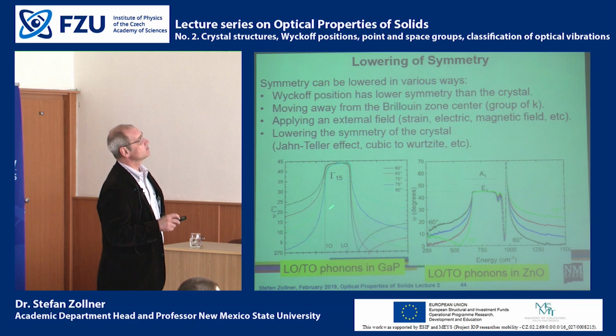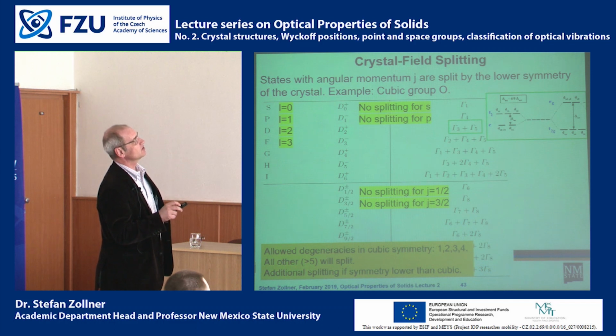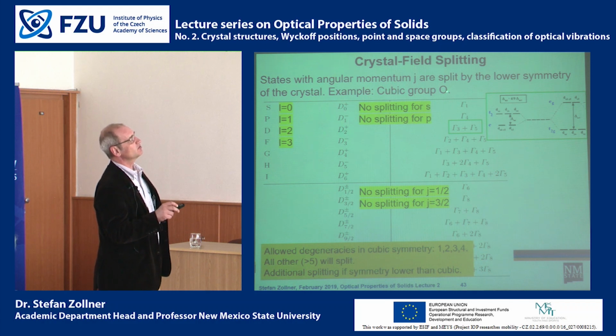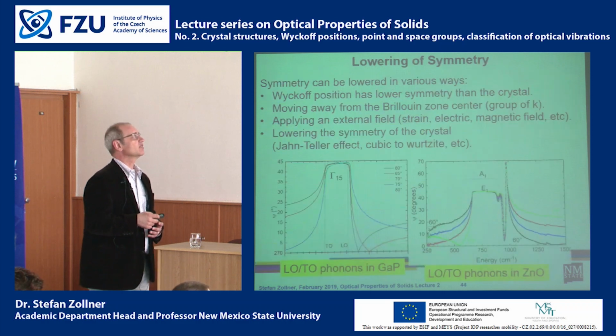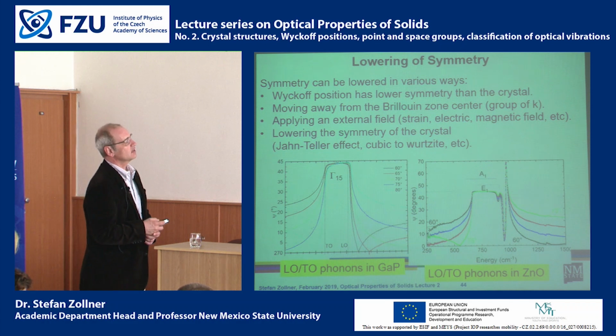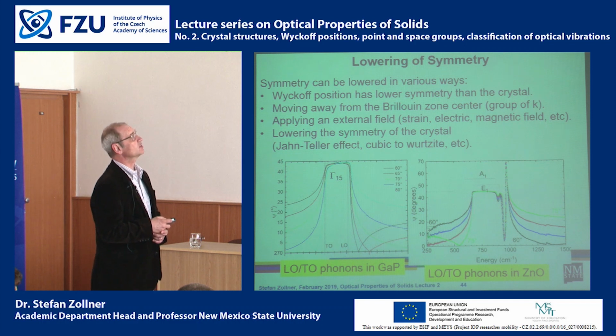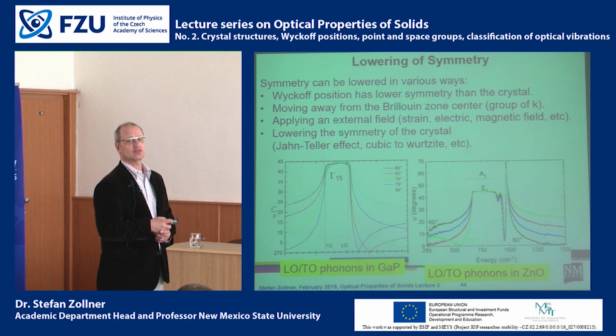Lowering the symmetry. So here I talked about lowering the symmetry from the full rotational symmetry of a hydrogen atom to the cubic symmetry of a crystal. But there are other ways how I can lower the symmetry even more. Some points in the lattice have the full cubic symmetry, but other Wyckoff positions have a lower symmetry. So some atoms may not have the full symmetry that the entire lattice has.